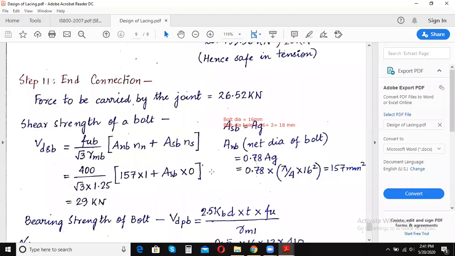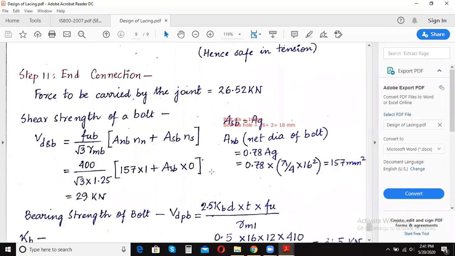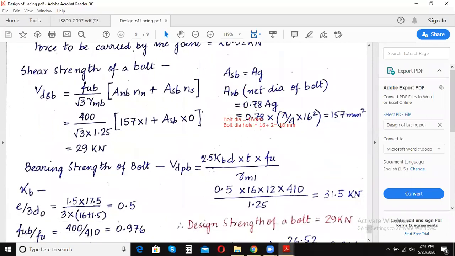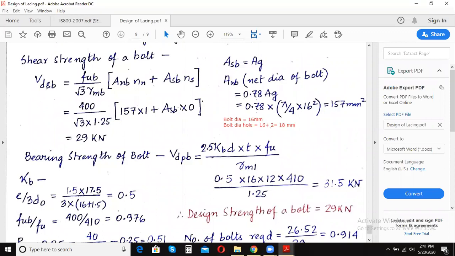In order to design the connection system of the bolt, we have to calculate the shear strength of the bolt and the bearing strength of the bolt. If you see IS 800 2007, you will be able to find these formulas. VDSB, which is the design shear strength of the bolt, is given by this: FUB by root over 3 gamma MB into ANB NN plus ASB into NS.